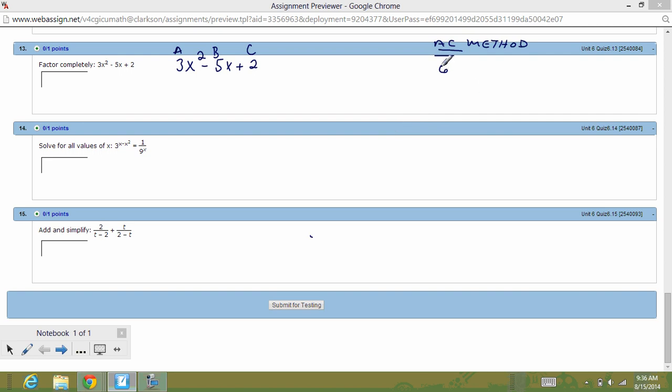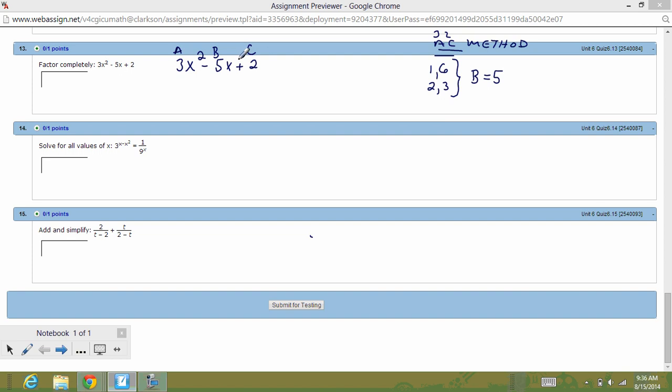Now the numbers that multiply to give me 6, when I multiply the 3 times the 2, I get 6, right? So the factors of 6 are 1 and 6 and 2 and 3. And then I have to compare those values to b. And b is actually a minus 5, right? So which pair do you use? You could say, well, if I subtract 1 and 6, I get 5. And if I add 2 and 3, I get 5. So which pair do I select?